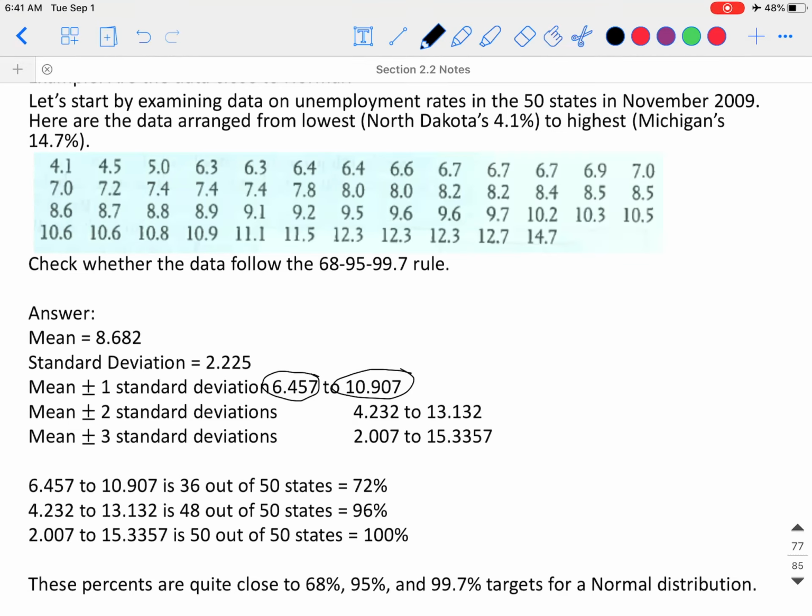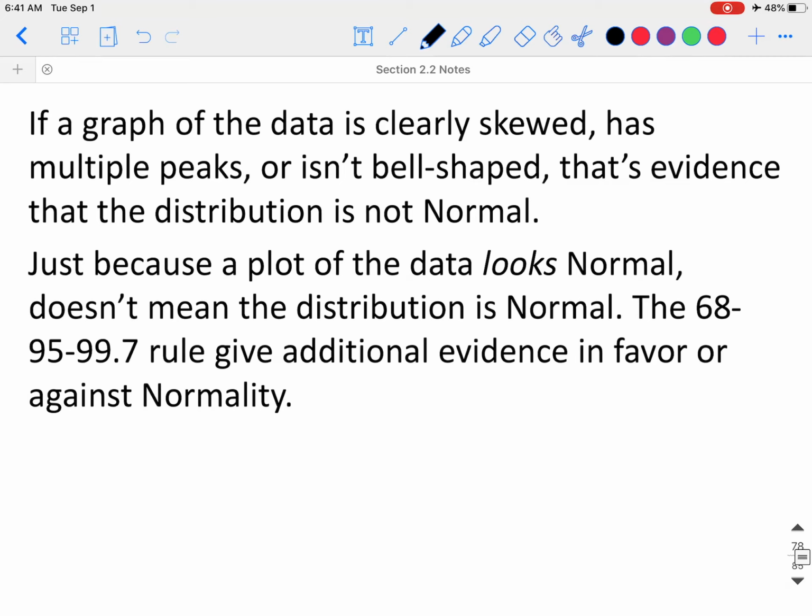These percentages are quite close to the 68, 95, and 99.7 targets for the normal distribution. If a graph of the data is clearly skewed, has multiple peaks, or is not bell-shaped, that's evidence the distribution is not normal. Just because the plot of the data looks normal doesn't mean the distribution is actually normal. So that's when you need to check the 68, 95, 99.7 rule, which will give additional evidence in favor of or against normality.